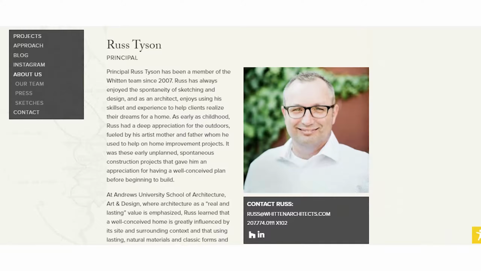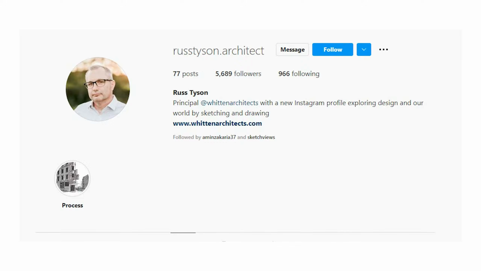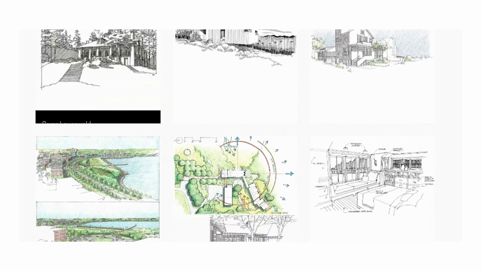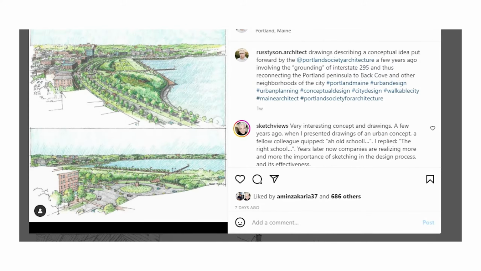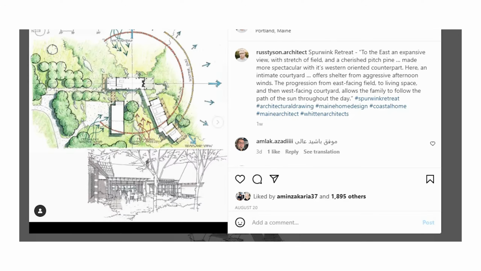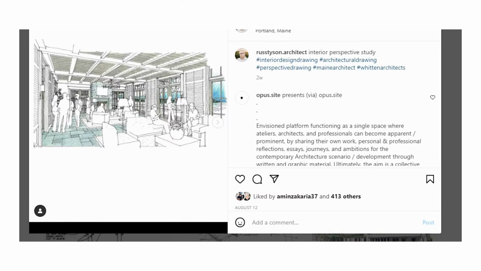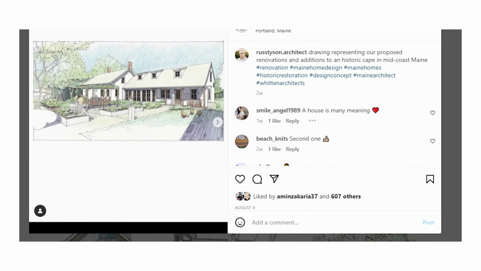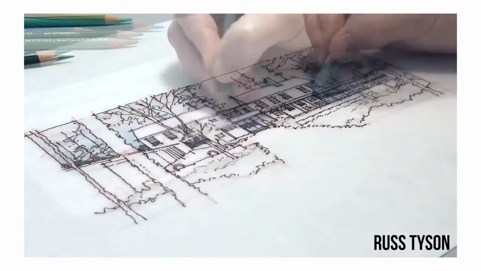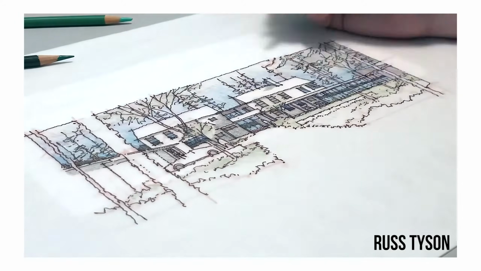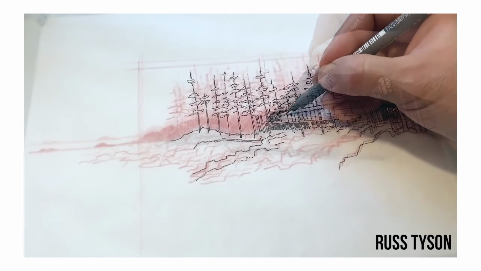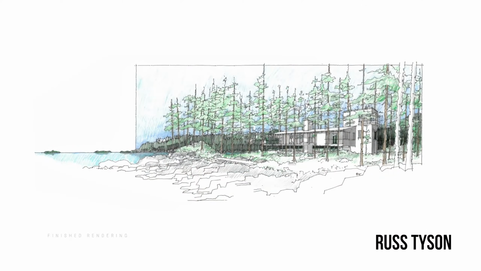The next architect that I want to introduce you to is called Russ Tyson, who is also a principal at Witten Architects and also generously shares his beautiful hand drawings on Instagram. I feel like this is the kind of classical architecture sketches and illustrations that you would expect from an architect. Many of them are pen and ink and pencil with shading, but not a whole lot of color. But when color is used, it is often used selectively, like for trees, background, or to highlight a certain material.